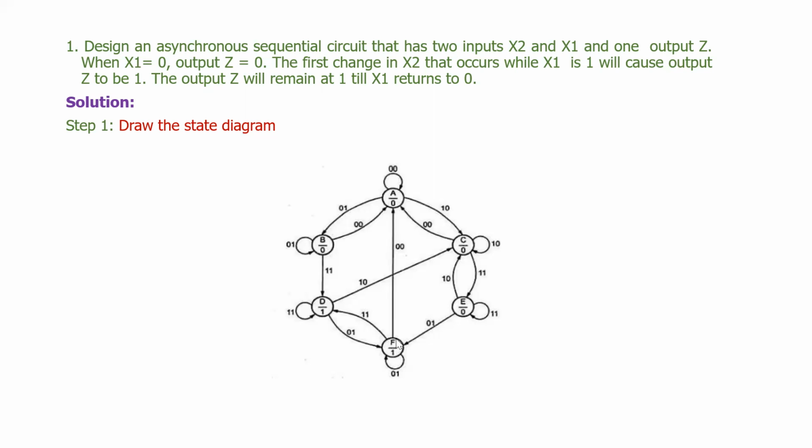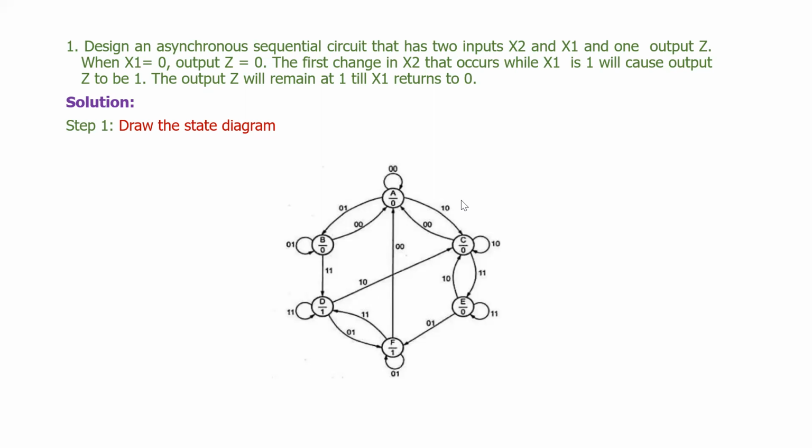Next, the final state is F, which is 0, 1. From this 0, 1, there are two possible transitions. One is 0, 0 and another one is 1, 1. When it is 0, 0, it returns to the initial state. 1, 1 means x1 is 1, so output remains 1, and it goes to B state.